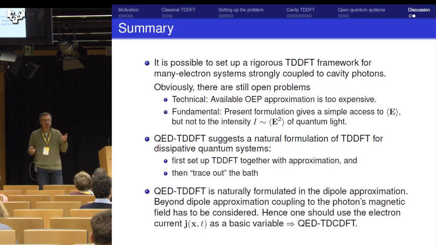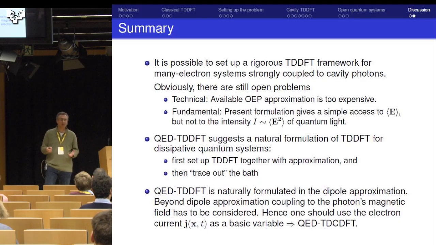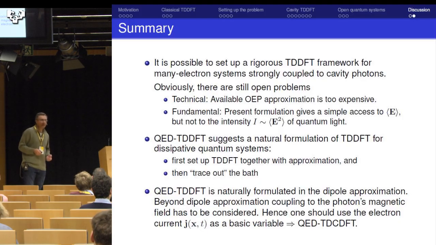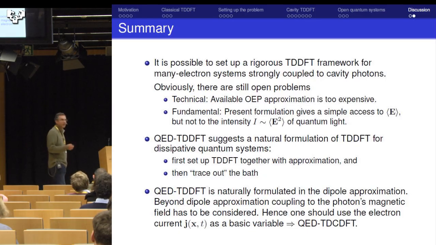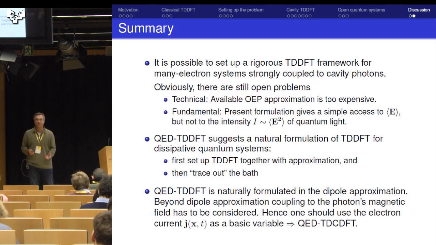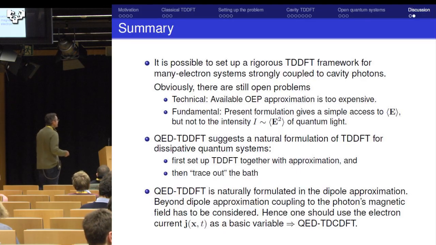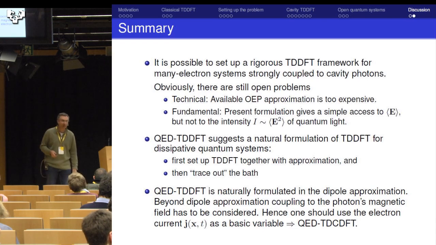The E squared average is exactly what gives us the quantum nature of the electromagnetic field: that the average of E squared is not 0, even if E itself is 0. So this formulation suggests a natural way to formulate TDDFT for open quantum systems.